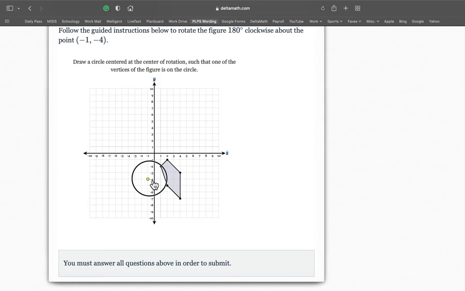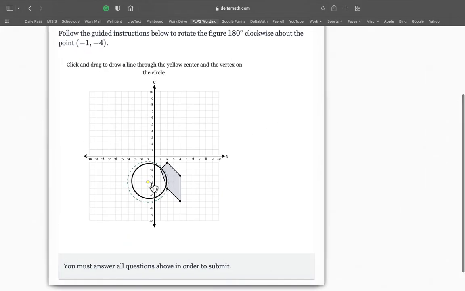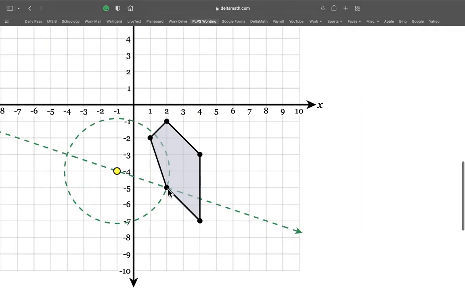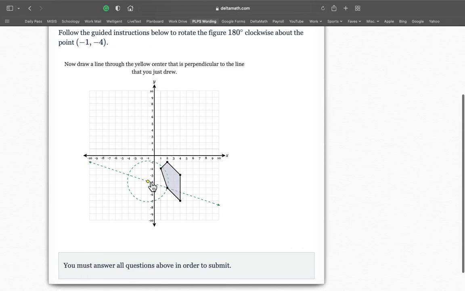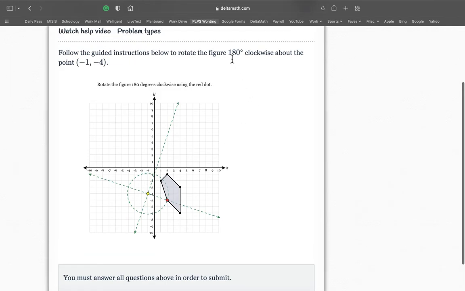We're going to create a circle from one of our vertices, one of our points on the figure. Next, we're going to create a line that goes through that same vertex. Next, we're going to create another line that is perpendicular, which means it's going to be 90 degrees. That looks pretty good. I could have gone down here as well, but I'm going to stick with my original. And it says 180 degrees clockwise, so 2 turns, like the clock. 1 and 2.